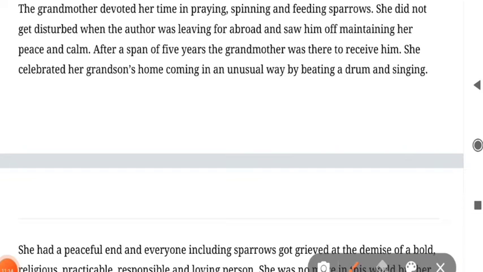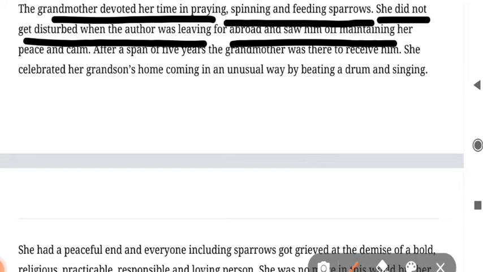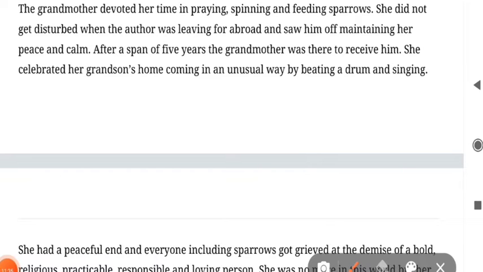Like the grandmother devoted her time to praying, spinning, and feeding sparrows. So when this distance grew, she devoted her time to praying, spinning, and feeding the sparrows. She did not get disturbed when the narrator was leaving for abroad, and saw him off maintaining her peace and calm. So she went to the airport and waved him off when he was going, and she was very calm and peaceful, a very strong lady over her emotions.